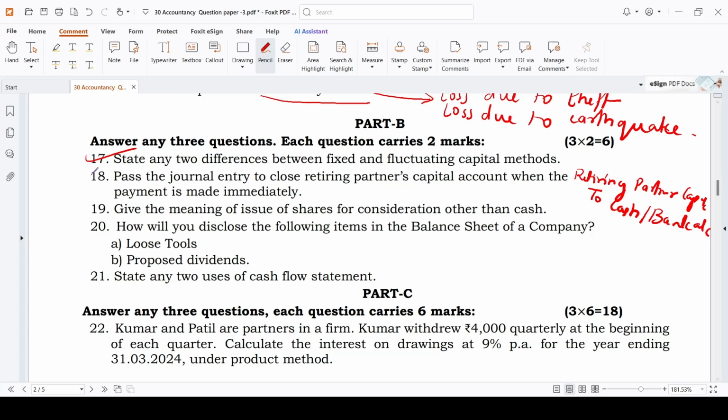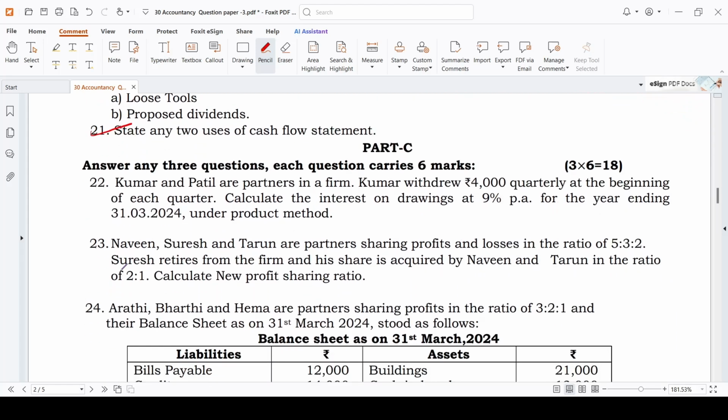Give the meaning of issue of shares for consideration other than cash. Already discussed. How will you disclose the following items? Already discussed. State any two uses of cash flow statement. Already discussed. All the questions were repeated only. Read all the 2 mark questions whatever I have given to you.